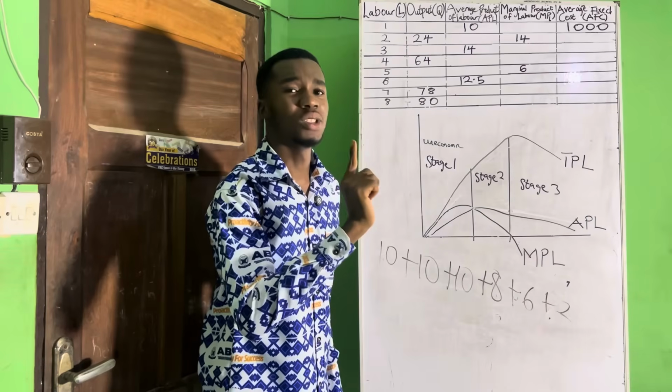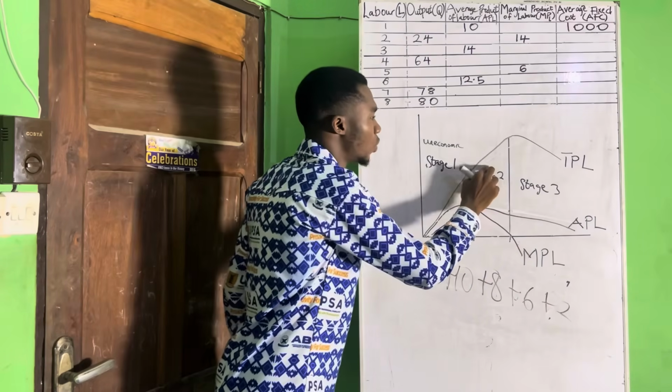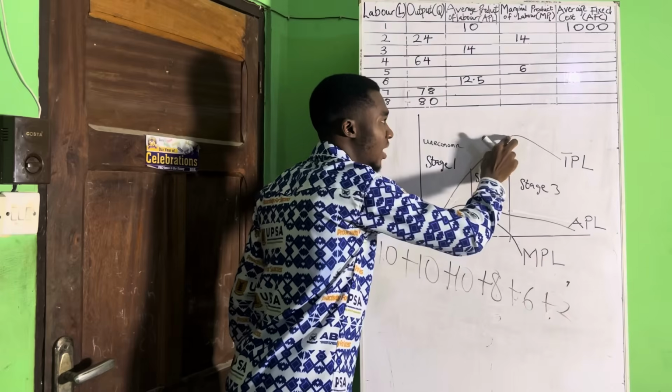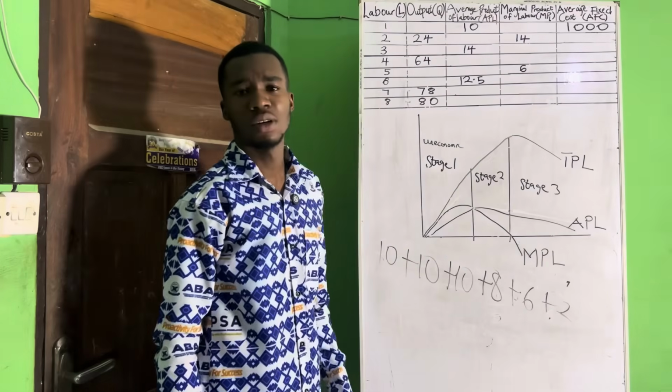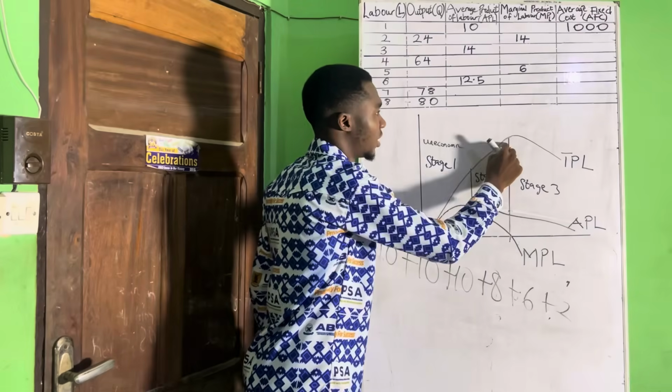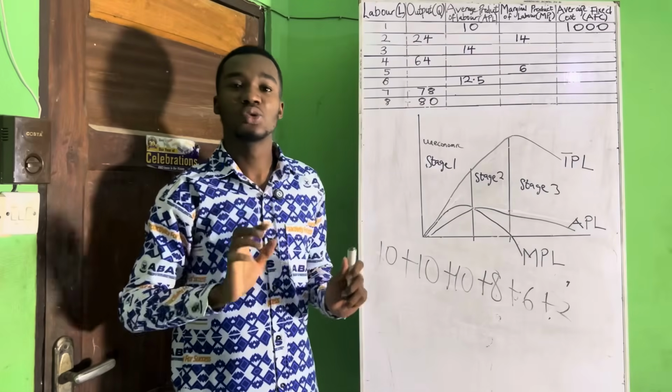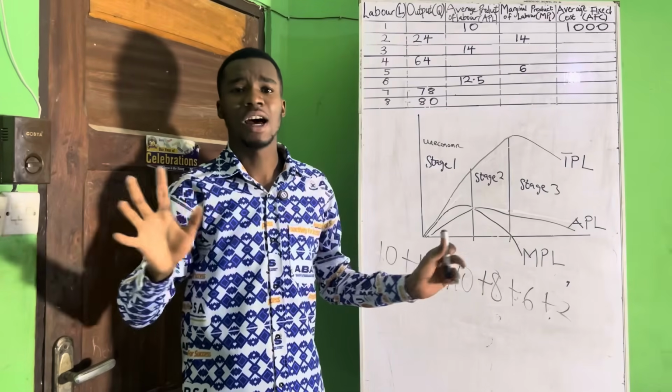You get it? But the most important thing is that also in stage two, the total product of labor, which is here, keeps rising and reaches its maximum. Do you get it? That's the most important thing. As it's rising, it reaches its maximum. It means that in stage two, all the workers have been utilized.